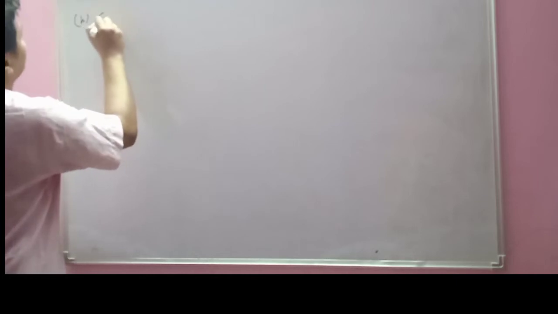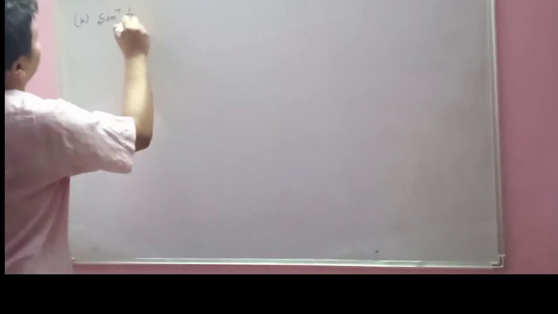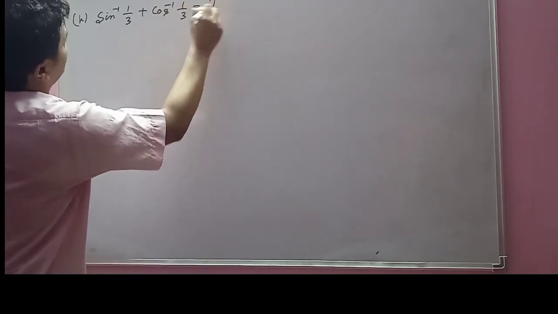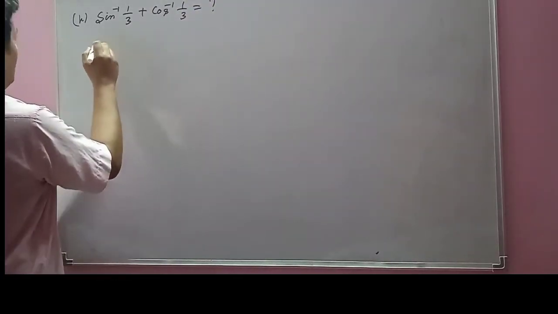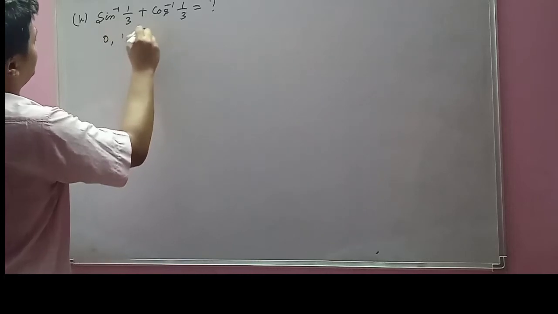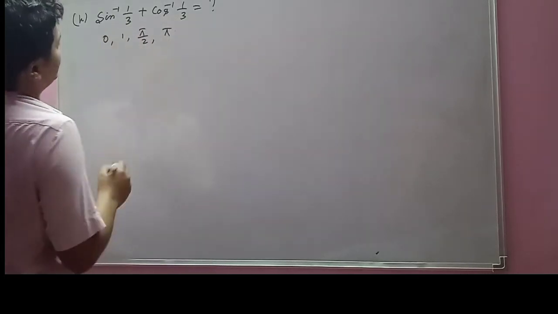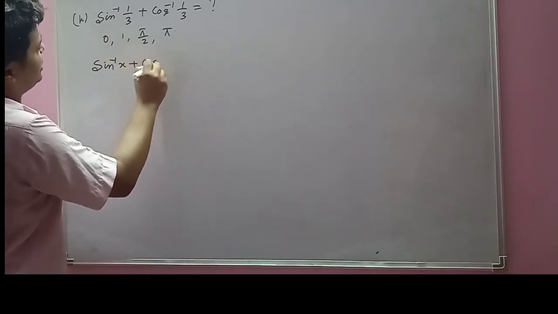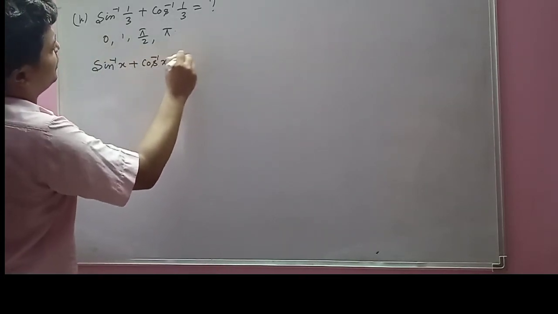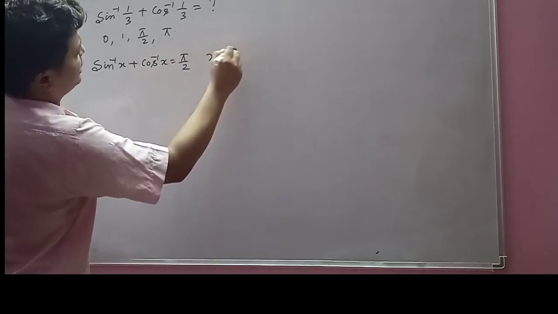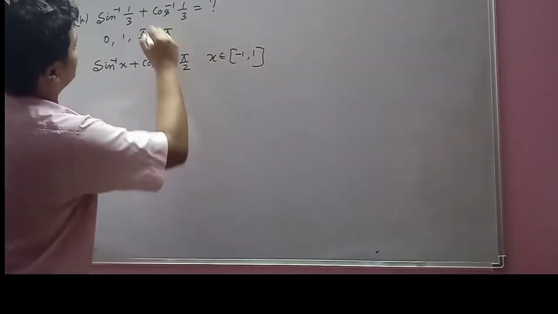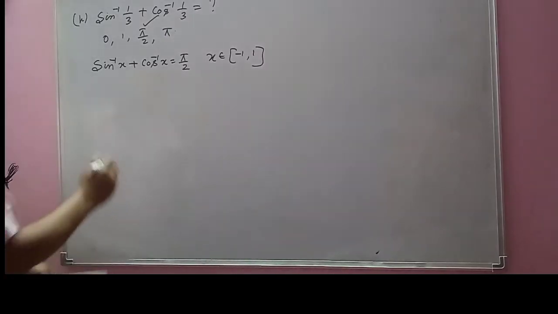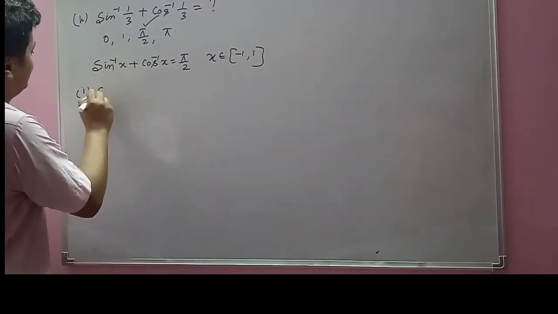Sin inverse 1/3 plus cos inverse 1/3 equal to, options given: 0, 1, pi by 2, pi. Standard formula: sin inverse x plus cos inverse x equal to pi by 2 when x belongs to minus 1 to 1. So the option is pi by 2. Right.